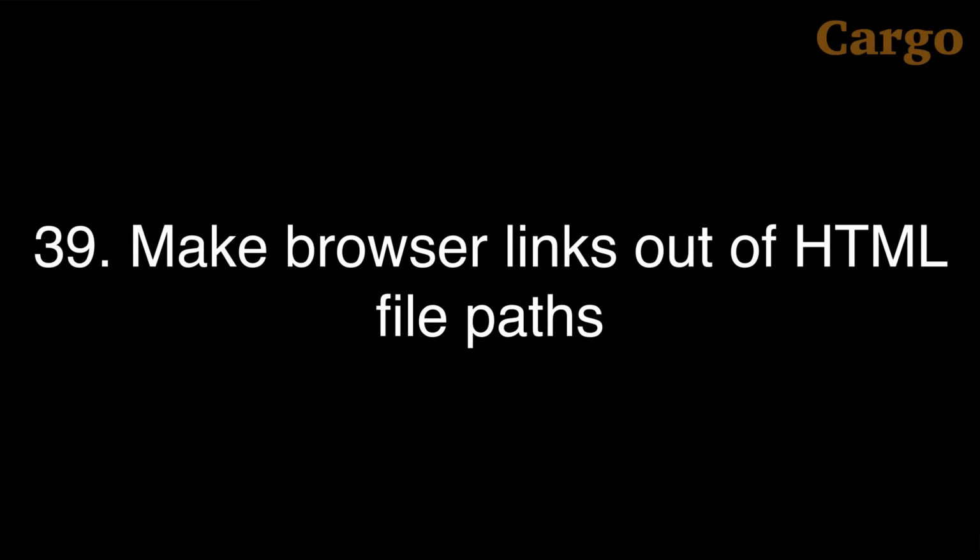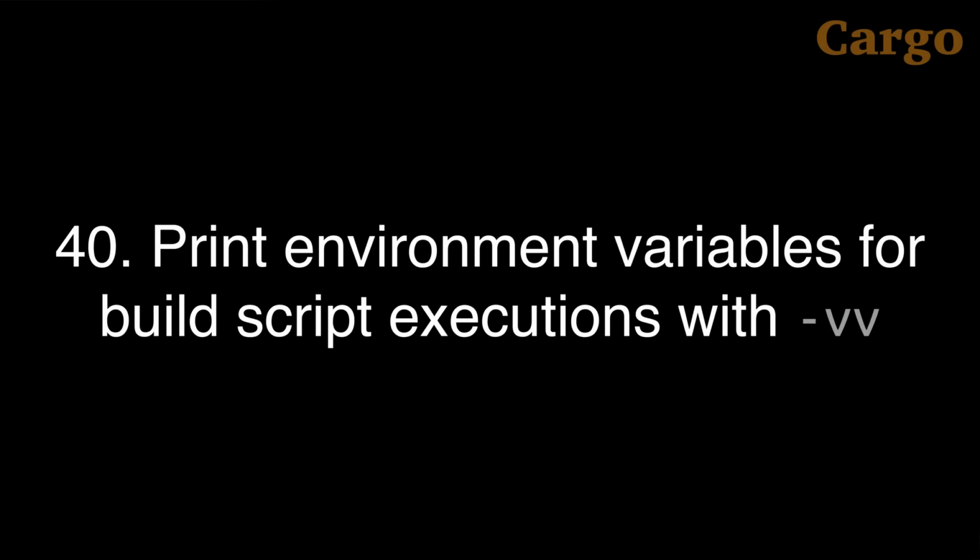When cargo is emitting the path of a file in the cargo doc command, or when you add the --timings flag to a cargo command, it will now attempt to create a clickable link out of that output, if your terminal supports such a thing. Number 40. If you are trying out the unstable cargo script feature, you can print out the values of the environment variables passed to the build script by adding the -vv flag.